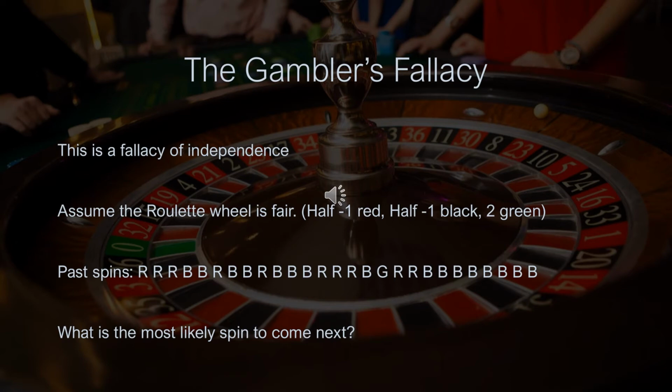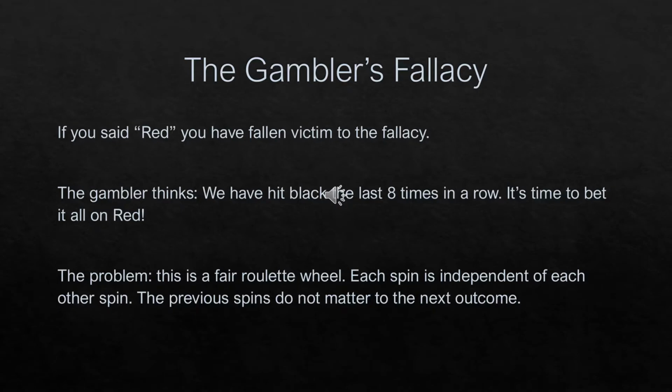And then you're thinking, as the gambler, you've got money to bet. You're like, okay, what's the most likely thing to come next? What's going to spin next? What color is going to come up next? If you thought that red was likely to come up next, you would have fallen victim to the gambler's fallacy.